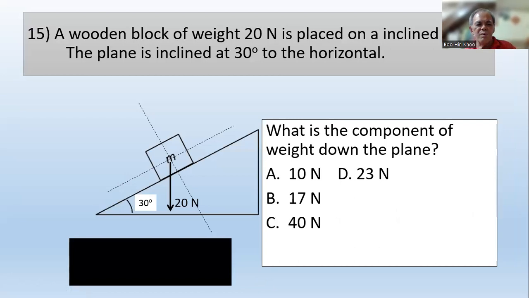A wooden block of weight 20 Newton is placed on an inclined plane. The plane is inclined at 30 degrees to the horizontal. What's the component of the weight down the plane? This is the one we want. What's the answer? This 30, this 30. Complete a rectangle. Far away from this angle, this one. So it's 20 sine 30, 10 Newton. Answer A.